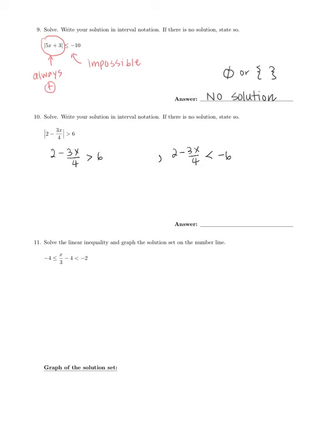From here there are many ways to do it, but how about this? Let's just subtract 2. Let's work on this inequality first. Then you're going to have negative 3x over 4 is greater than 4. Now I need to get rid of that negative 3/4 because I just want to solve for x. The trick is to multiply by the reciprocal of negative 3 over 4, which is negative 4/3. So I'm going to multiply here by negative 4/3, and that means I multiply here by negative 4/3 as well.